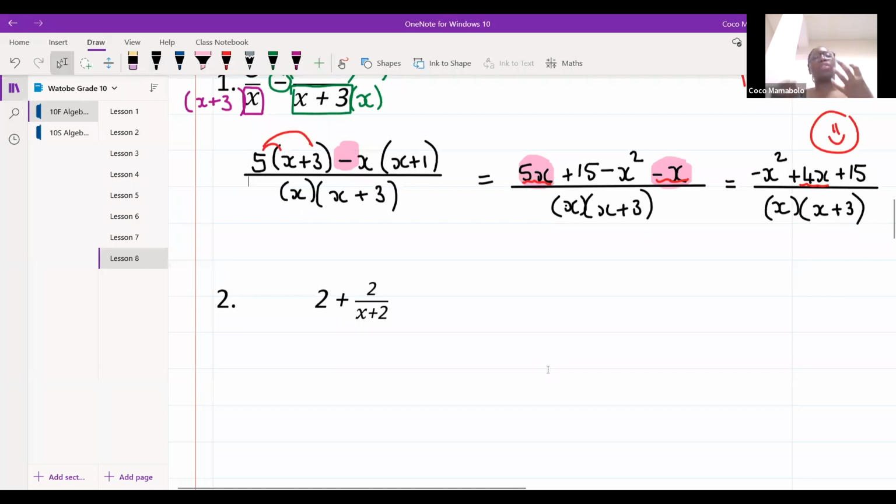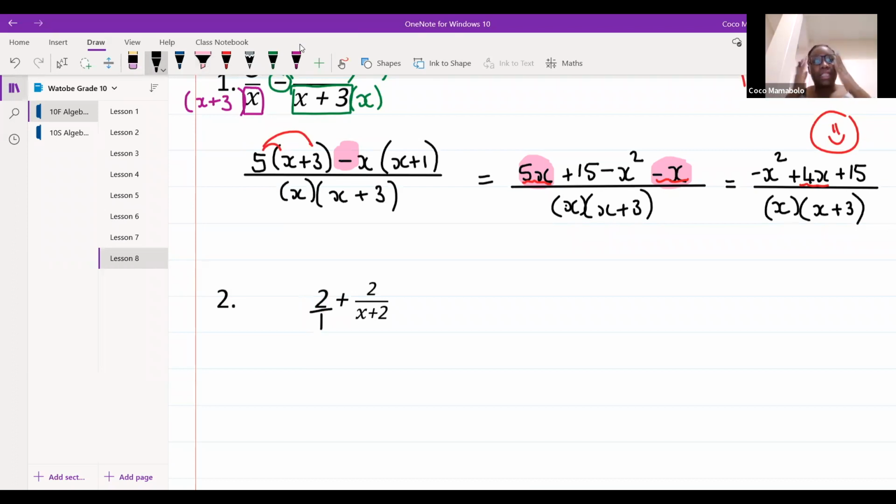Excellent. All right, now let's look at number 2, guys. I've got just the number 2 plus 2 to the power x plus 1. Now, I'm noticing very quickly that my 2 is not a fraction. How do I make it a fraction, guys? Anybody got any ideas? You just put it over 1. That's it. So we're going to make it 2 over 1.